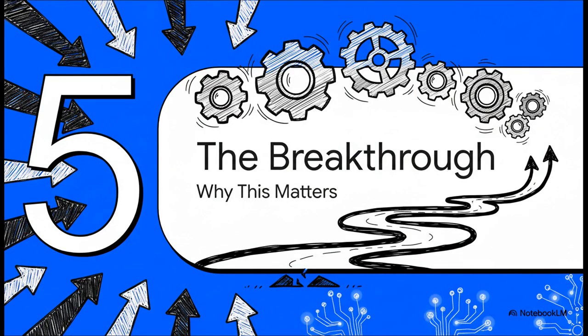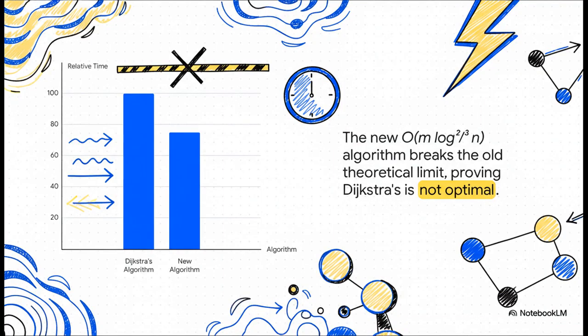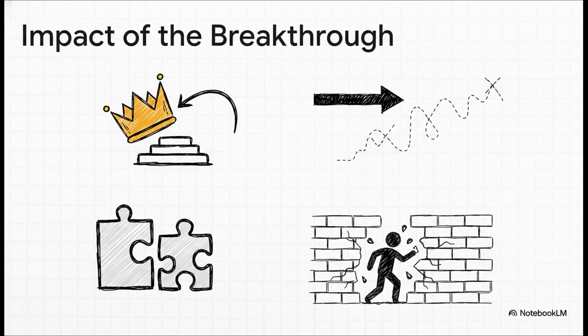So, why does this all matter? Well, let me be super clear. This isn't just some tiny incremental improvement. This is a fundamental shift in how we think about one of the oldest, most foundational problems in all of computing. The result is a brand new, faster theoretical speed limit. This new algorithm smashes right through that 60-year-old barrier. It proves, for the very first time, that the legendary Dijkstra's algorithm is not the best and final answer for this problem. The impact of this is huge.